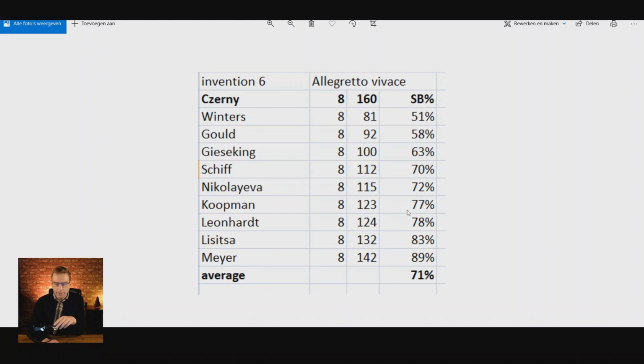Nikolayeva at 72%, Koopman 77%. So the harpsichord players here are very close to each other. Again, 78%. They are here on the fast side compared to Czerny whole beat. And the reason is, I'm not saying that Czerny whole beat is the exact authentic Bach way of playing, but I think Czerny understood this 3/8 concept in this piece rather well.